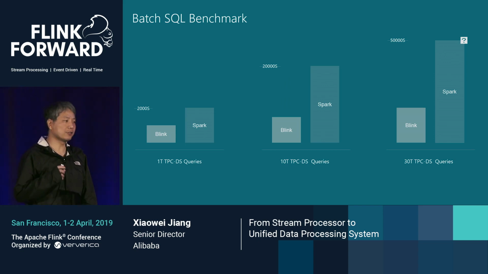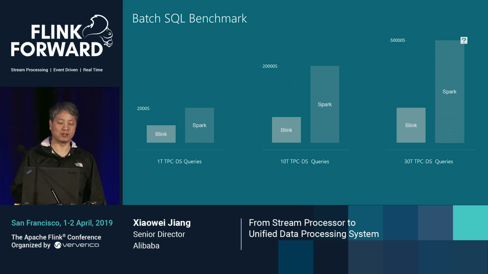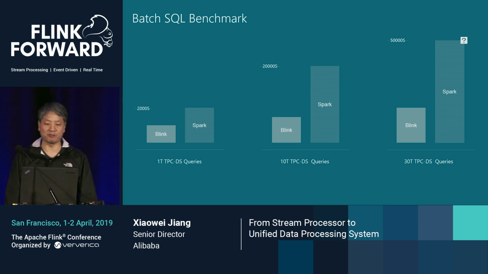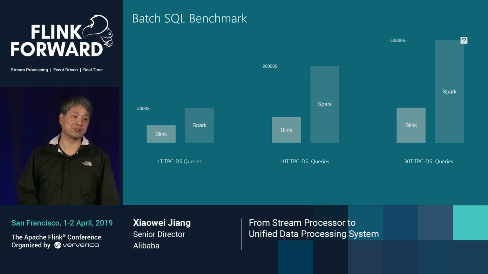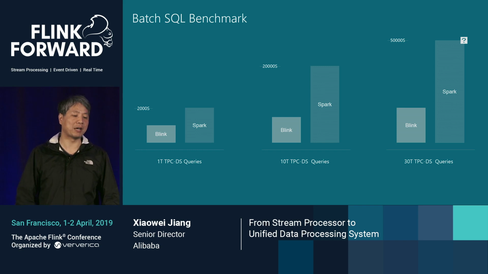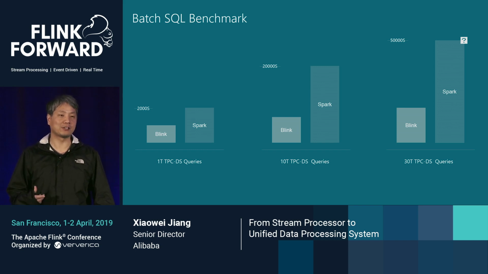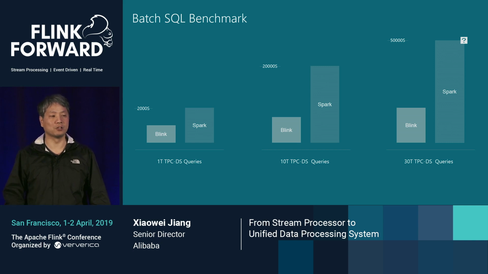And this slide shows you a performance comparison between the Flink SQL processor and Spark. For the 99 queries defined by the TPC-DS benchmark, this shows you the total execution time for these 99 queries. As you can see, the lower is the better. As you can see, Flink's advantage is obvious, and it grows when the data size grows.